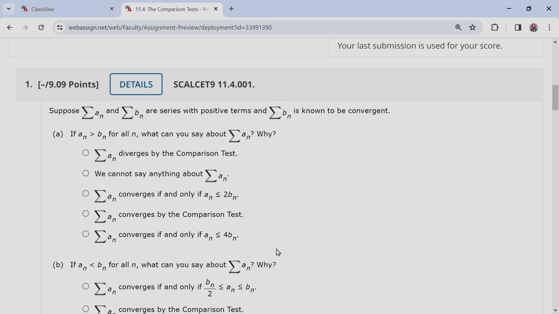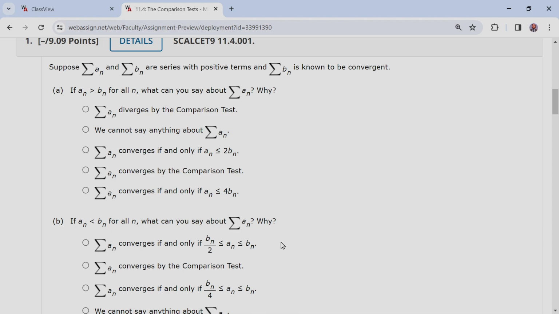Okay. So suppose A sub n and B sub n are series with positive terms, and B sub n is known to be convergent. Well, if A sub n's are bigger than B sub n's, what can you say? Well, hey, if the B n's converge but the A n's are bigger, the A n's could definitely diverge, right? Convergent just means add to a finite number. Well, hey, just because the B n's add to a finite number, the A n's could be way bigger.